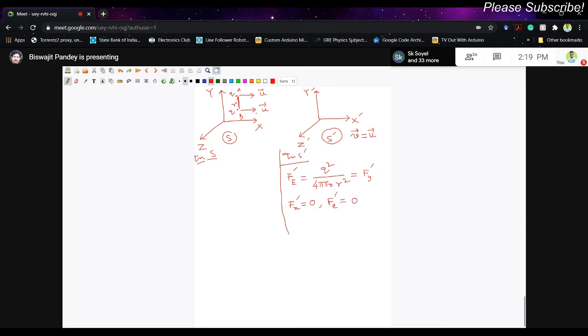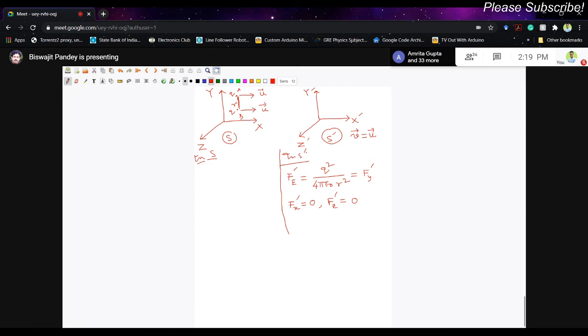So this charge is repelling the other charge along this direction. This charge is repelling the other charge along this direction. One along the plus y and the minus y. Okay. So this is a force of repulsion, and this is in the S prime frame. Now, let us look at the same example, or the same event, from the laboratory frame, right?